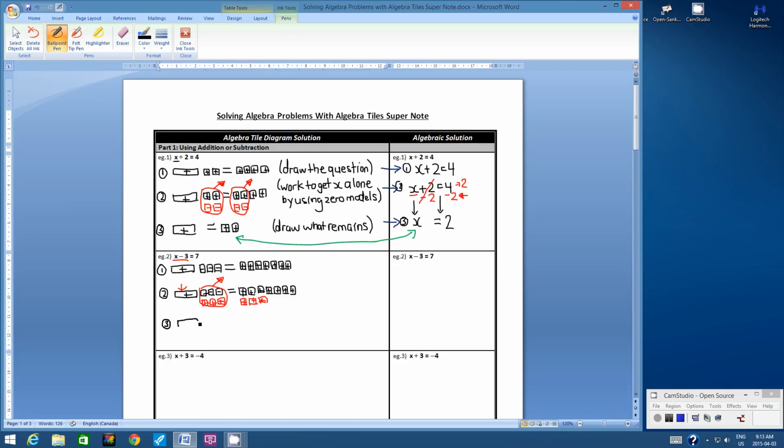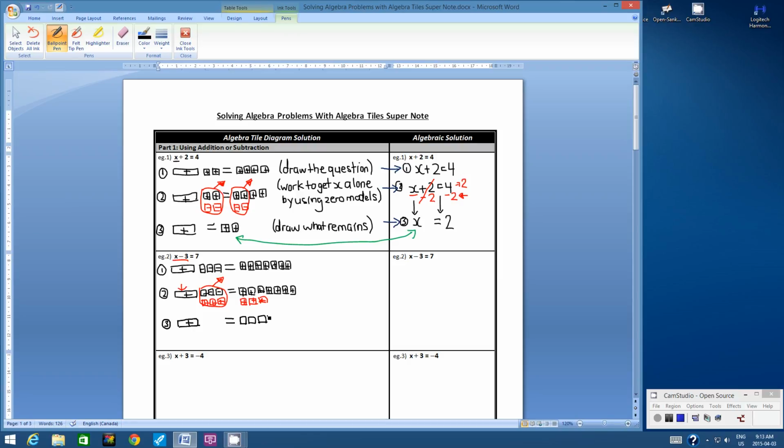So on the left-hand side, we have x alone, right? Because this was taken away. That's what we wanted. We wanted x to stand alone. And then what remains on the right-hand side? Well, it looks like we've added some tiles.